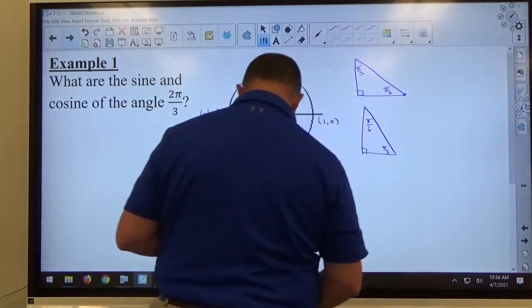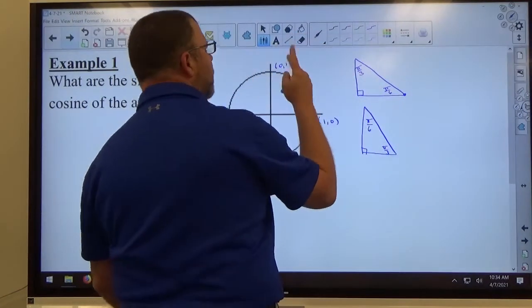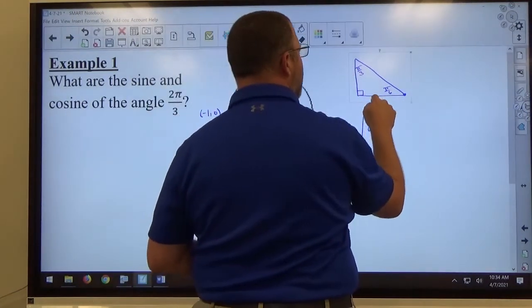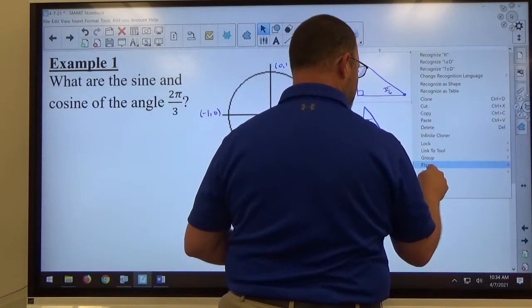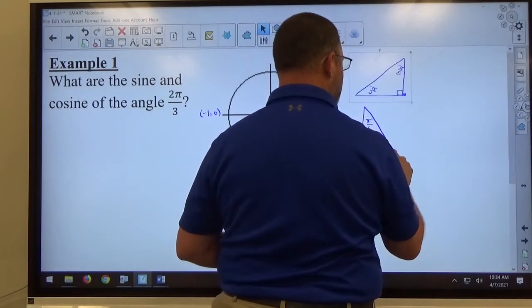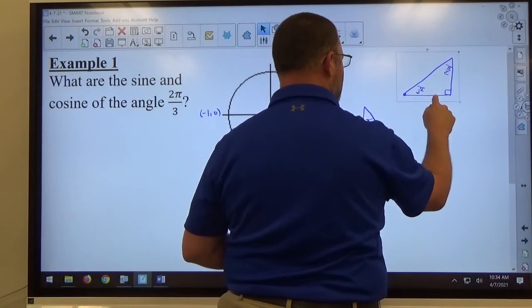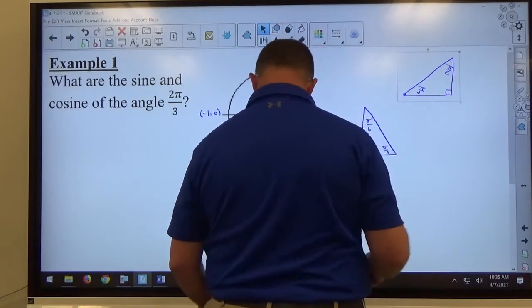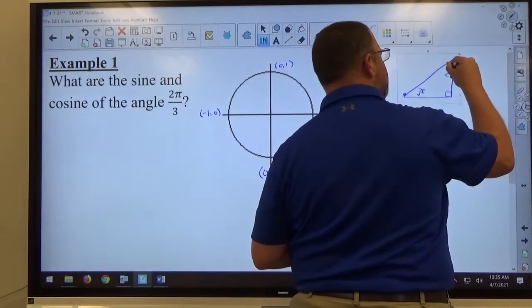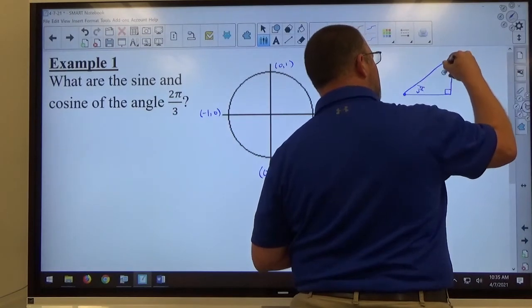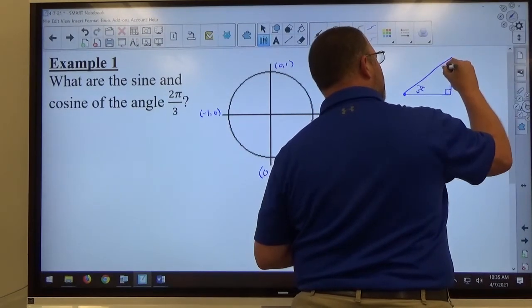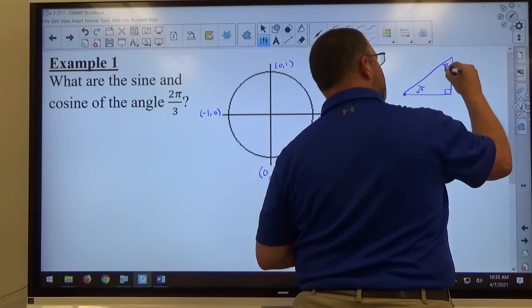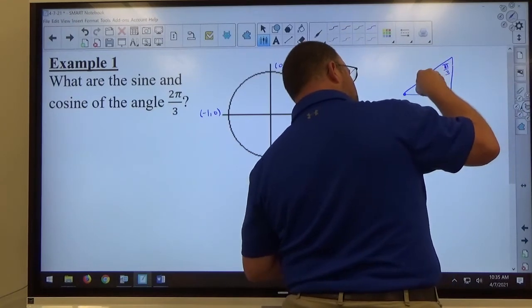And you know what? I'm going to turn it around. I'm going to flip it that way. Sorry if you've already drawn it. Flip left, right. Let's make this pi over 3. Make this pi over 6.